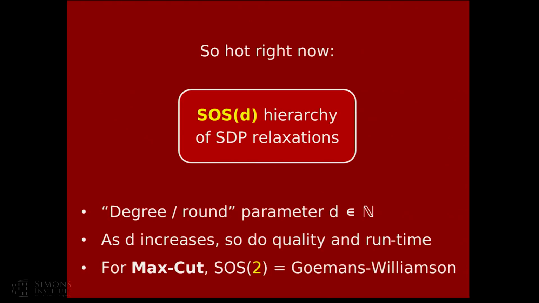Okay, and if you haven't seen this stuff before, I don't have time to fully define SOS. But as an example, if you do this strategy for the max cut problem and set D to be 2, then you get the well-known Goemans-Williamson semi-definite programming relaxation for max cut, which has the property that it approximates the maximum cut to some factor 0.878 in polynomial time. Great, so this is the SOS hierarchy of SDPs.